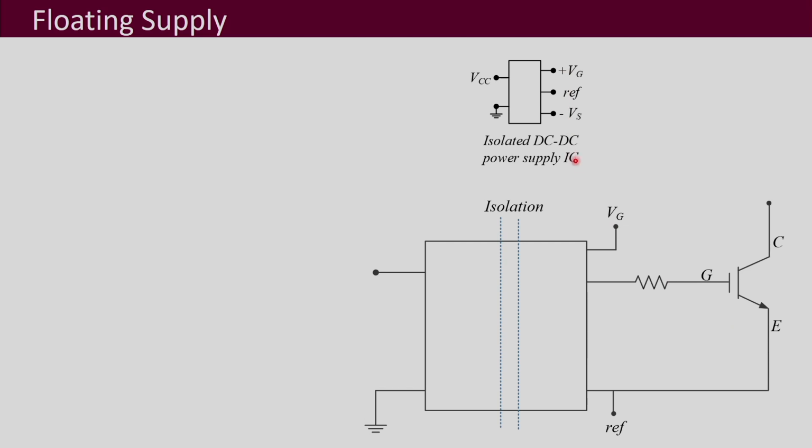Alright, and these power supply ICs are especially made to be used for drivers. So, now let us look into what are the important specifications of these floating power supply ICs. So, one important specification is the output current. Now, output current, why is it important?